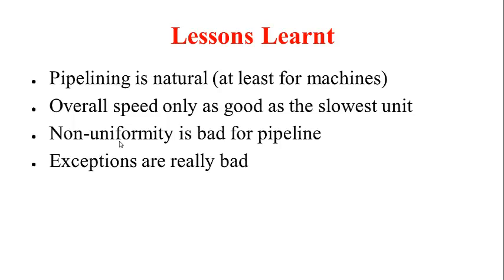The next lesson we learn is that the overall speed is only as good as the slowest unit in the assembly line. And any non-uniformity is bad for the pipeline, and exceptions are really bad. You must have seen the exception in the Charlie Chaplin video in the form of Chaplin's spanner getting stuck and his co-worker hitting him on the hand and the pipeline had to be stopped and so on. What we are going to do going forward is to formalize the notion of pipeline and see how we can use it in microprocessor design.